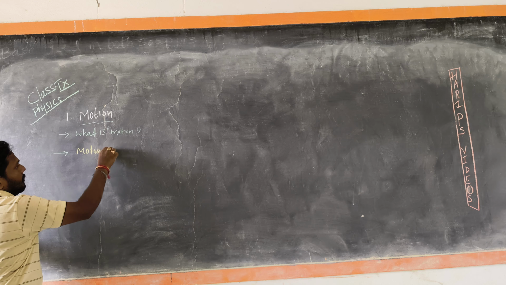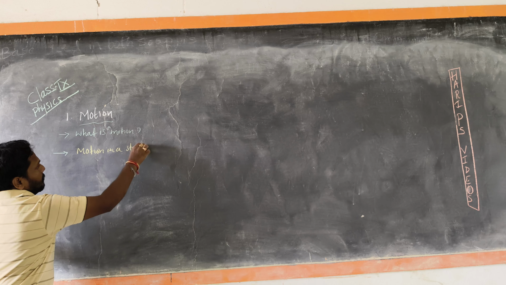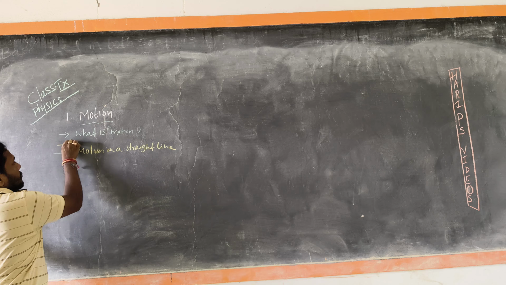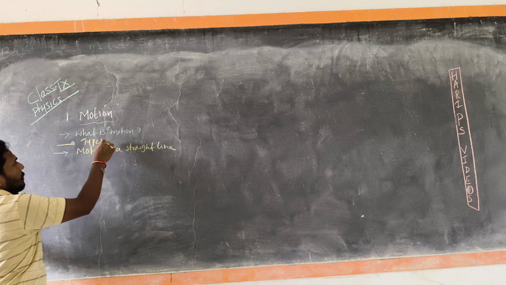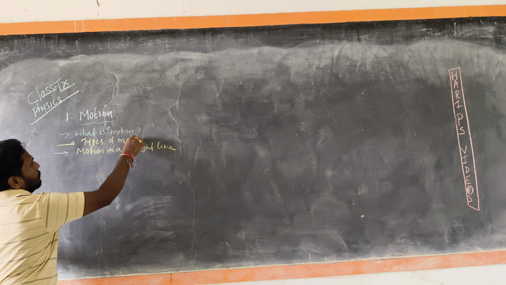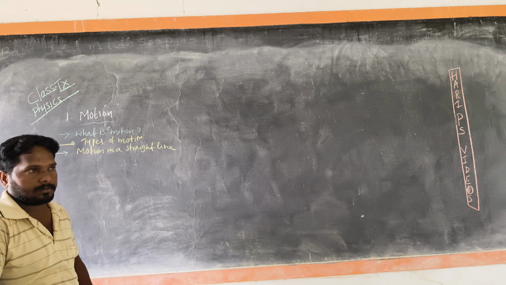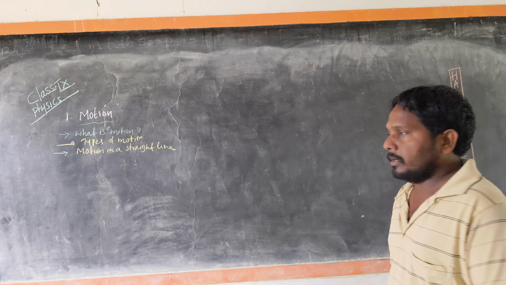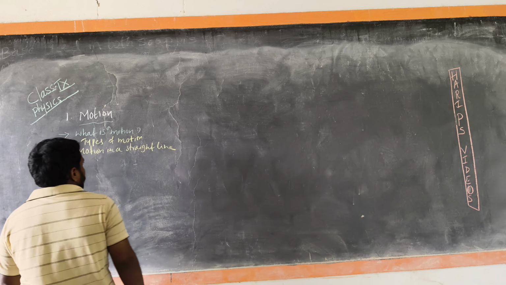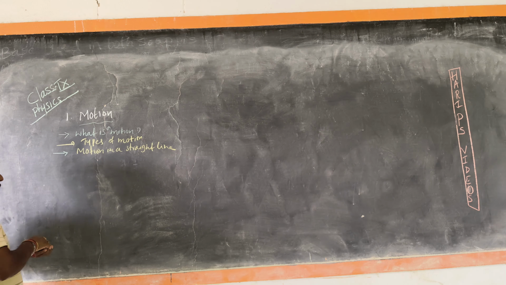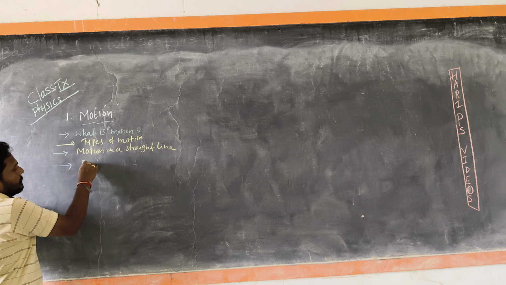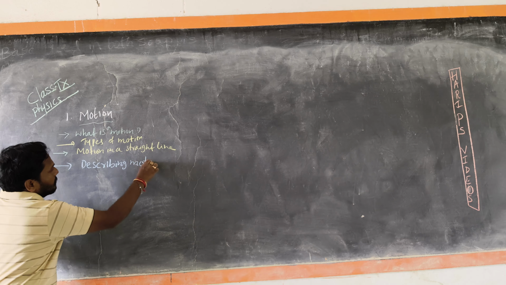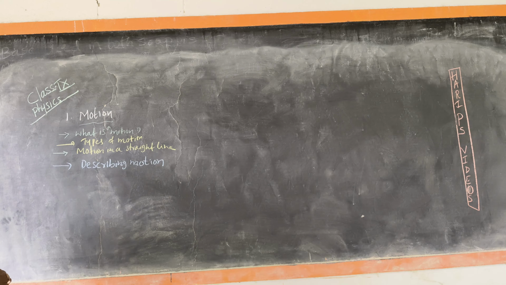Motion in a straight line. Then we will also recall all the different types of motion: oscillatory motion, circular motion, right? Then types of motion in a straight line, and describing motion.